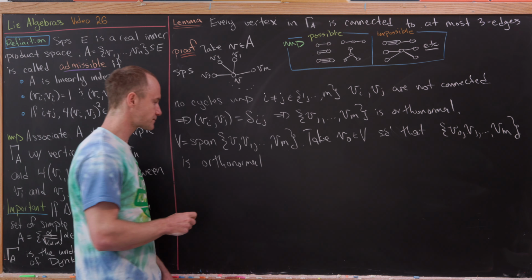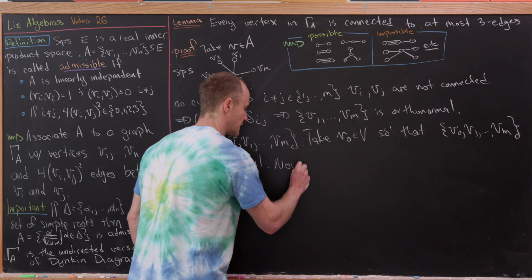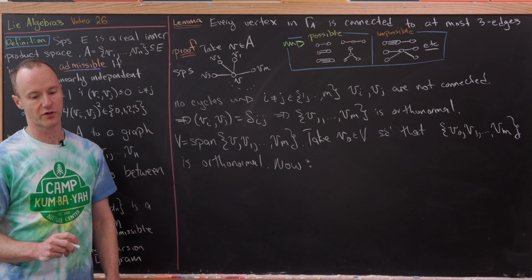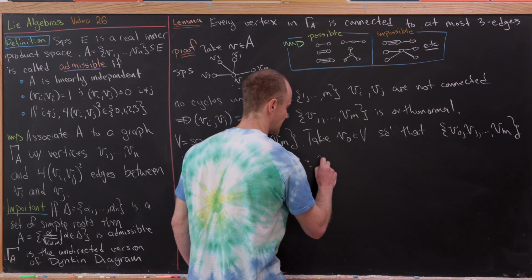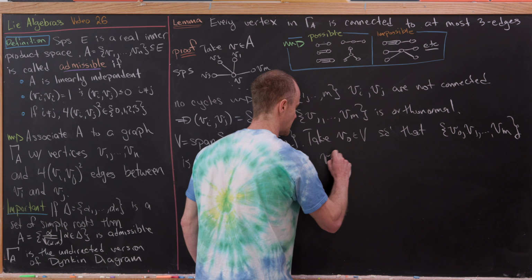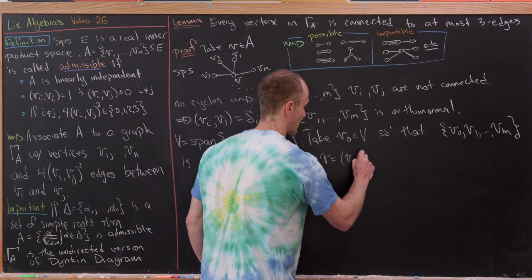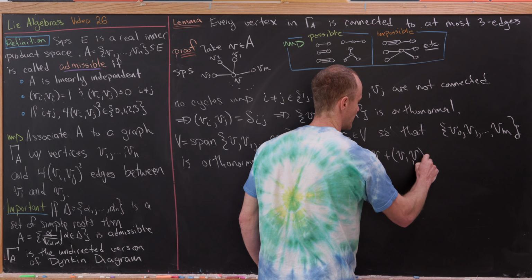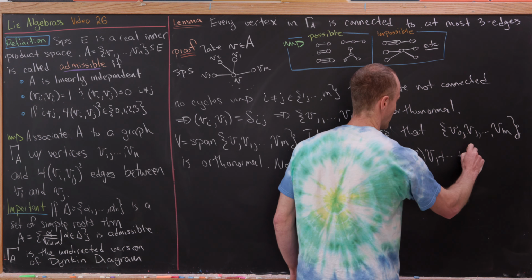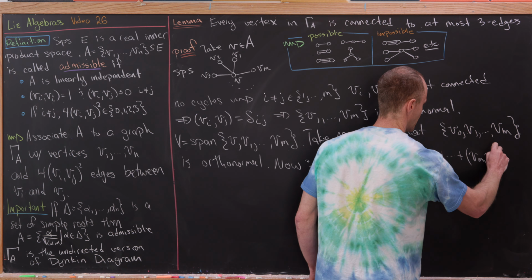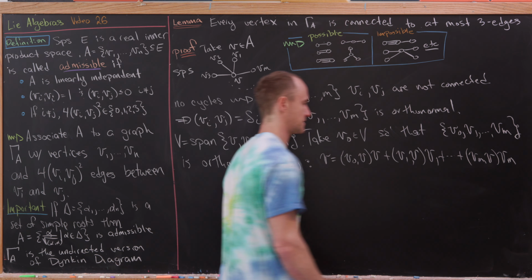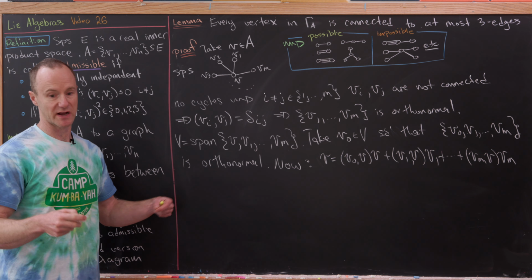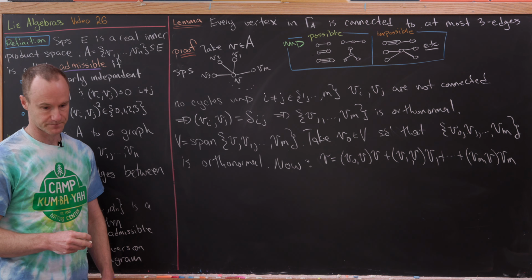Okay, great. But now what do we know? Well, now we know that we can express V in terms of this orthonormal set pretty easily. And it goes like this. We'll have V is in fact equal to the inner product of V0 with V in the V0 direction, plus the inner product of V1 with V in the V1 direction, all the way up to the inner product of Vm with V in the Vm direction. That's essentially how an inner product works to express things in terms of a certain basis.